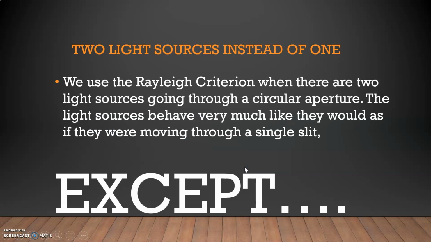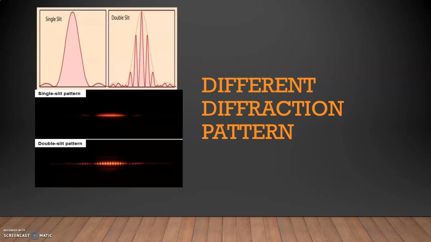When we're using the Rayleigh Criterion, we're using two light sources and we have a circular aperture. This is quite different when we're doing the single, double, and multiple slit experiments, in that we use one light source and they are slits instead of circular apertures. However, the light sources behave very much like they would in the other experiments. The biggest difference is the diffraction patterns they create.